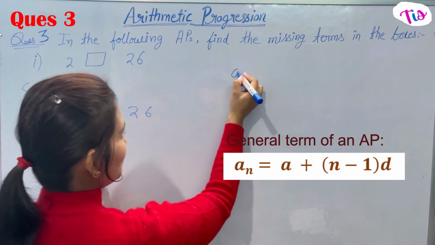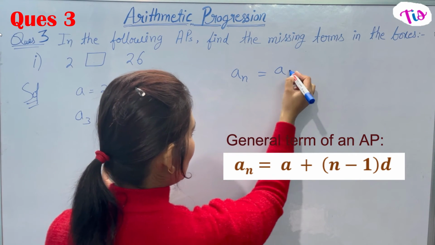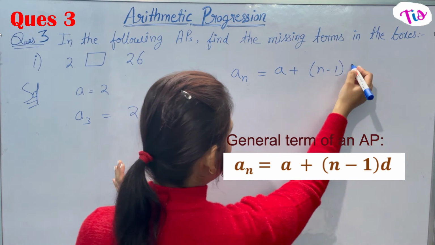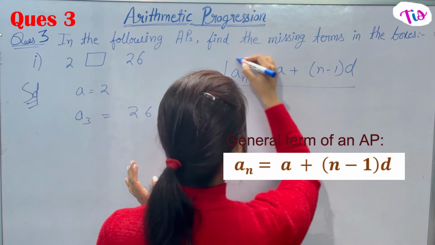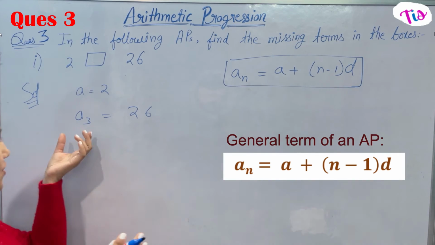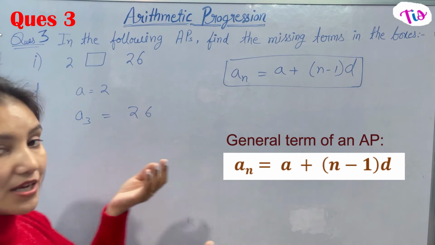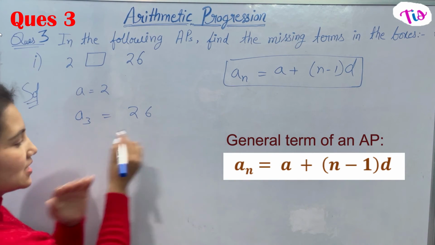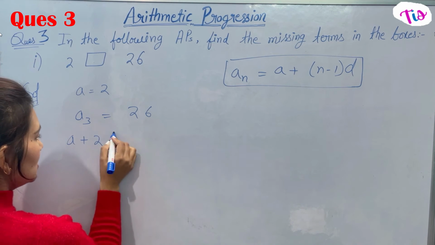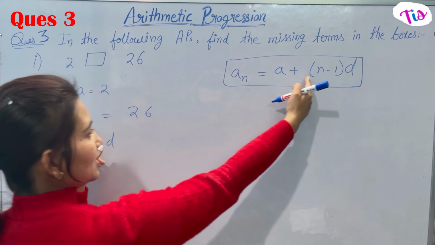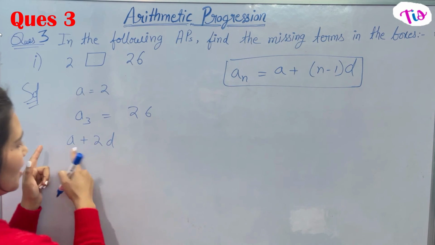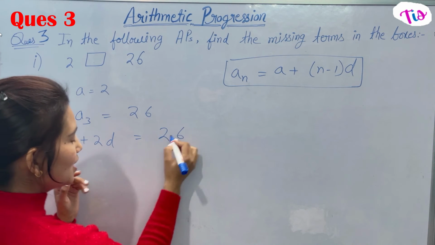Right, and we know what is the general form of an AP. General form of an AP is An is equal to A plus (n minus 1) into d. So according to this formula, A3, third term, would be A plus 2d. A3 is 26, it means A plus 2d is equal to 26. So let's solve it.